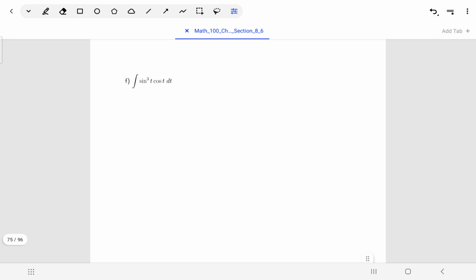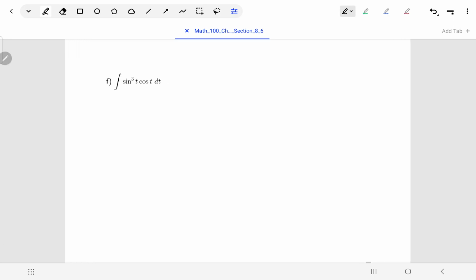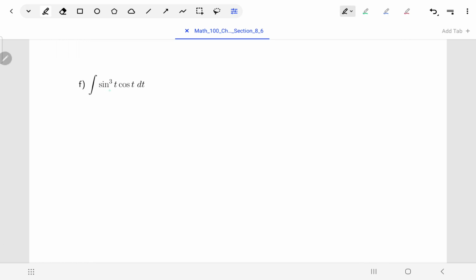Welcome back. Let's continue using substitution to find a few more indefinite integrals. So here I've got the integral of sine cubed times cosine. And so right away I'm thinking about the fact that the derivative of sine is cosine. So I'm saying to myself that I should let u be sine of t. And so du, the derivative of u, is cosine t dt.